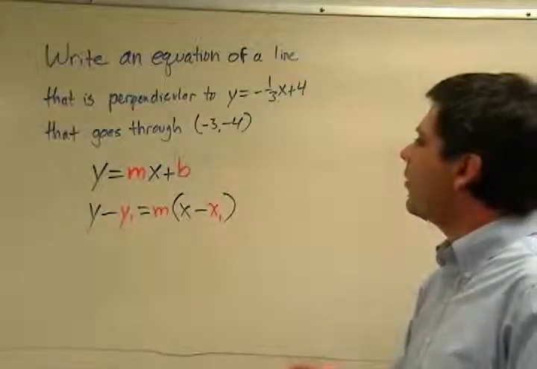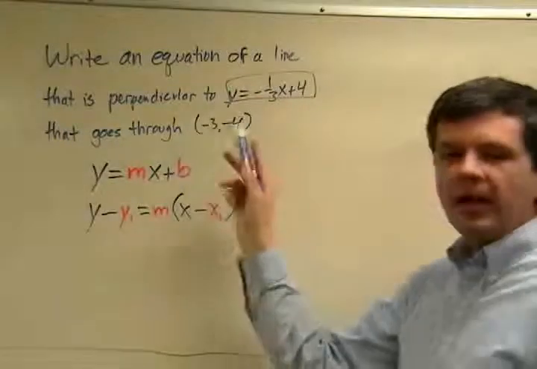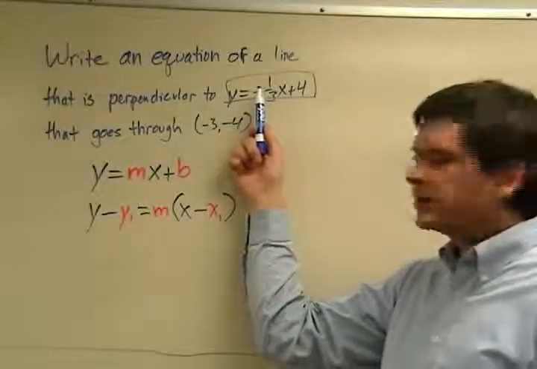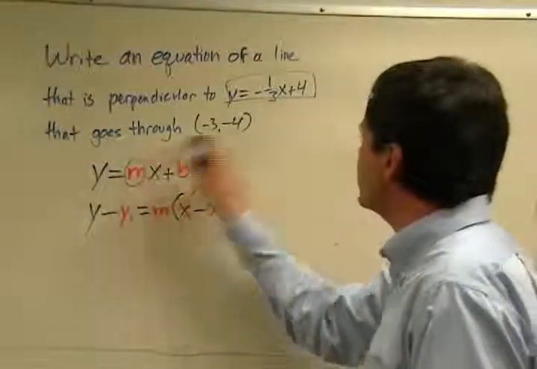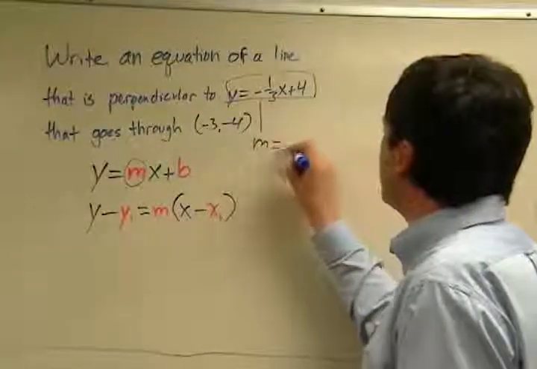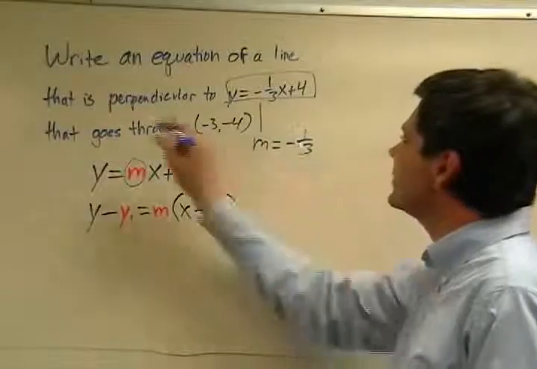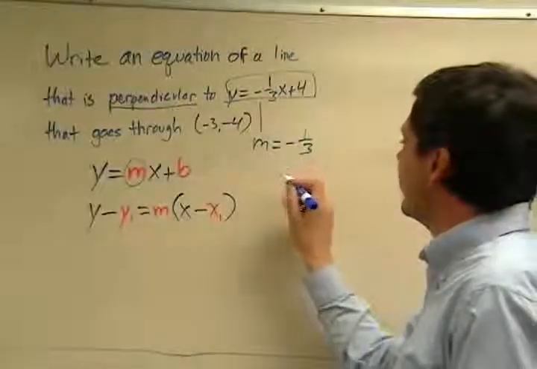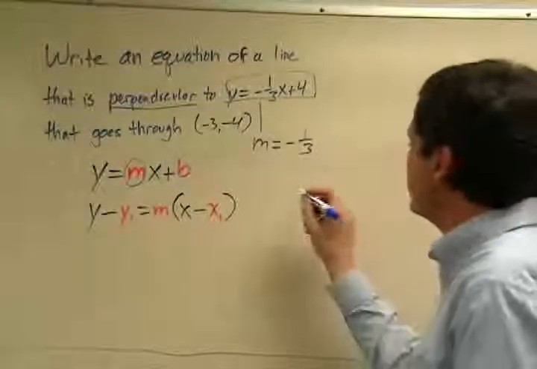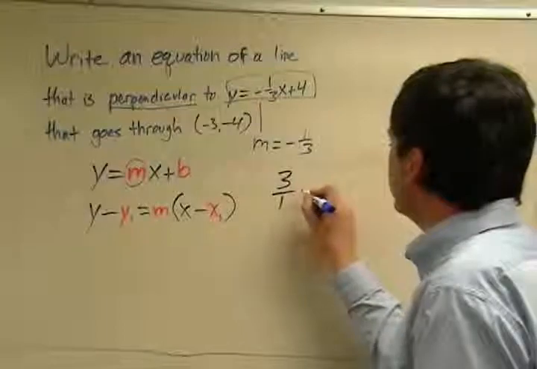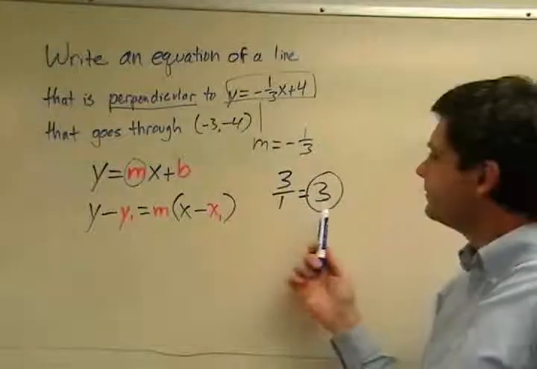Our line that we're going to write an equation for is supposed to be perpendicular to this line. The one thing we want to know about this line is, what is its slope? Notice that it has this form right here, and in the place of where m is, for this line, m is equal to negative 1/3. Okay, so that's going to help us. If our line is perpendicular to that, we take the negative 1/3, flip it upside down, and put a negative sign in front of it, so it's 3/1, or 3. So the slope of our line is going to be 3.